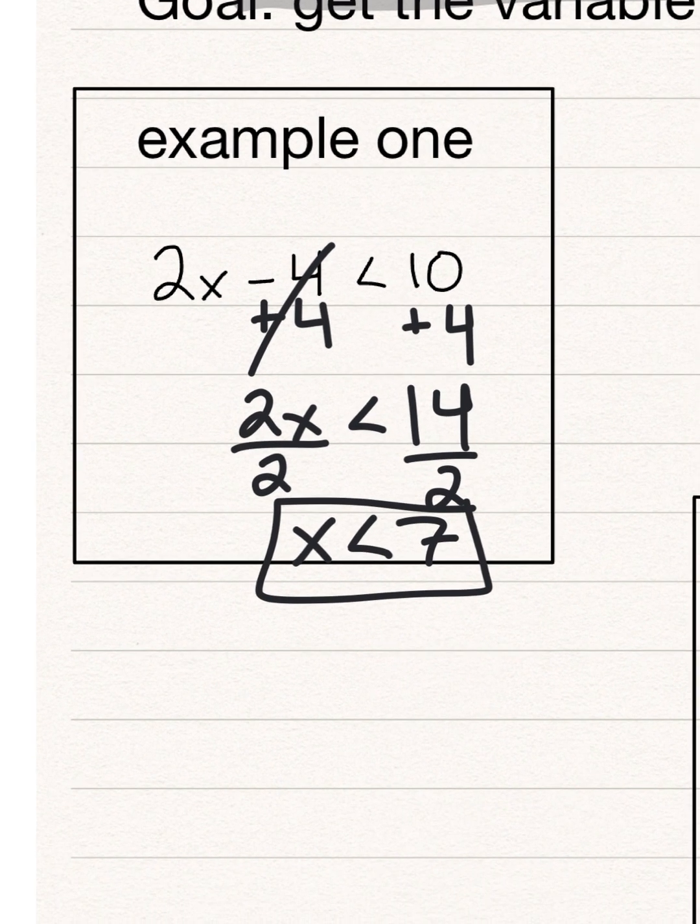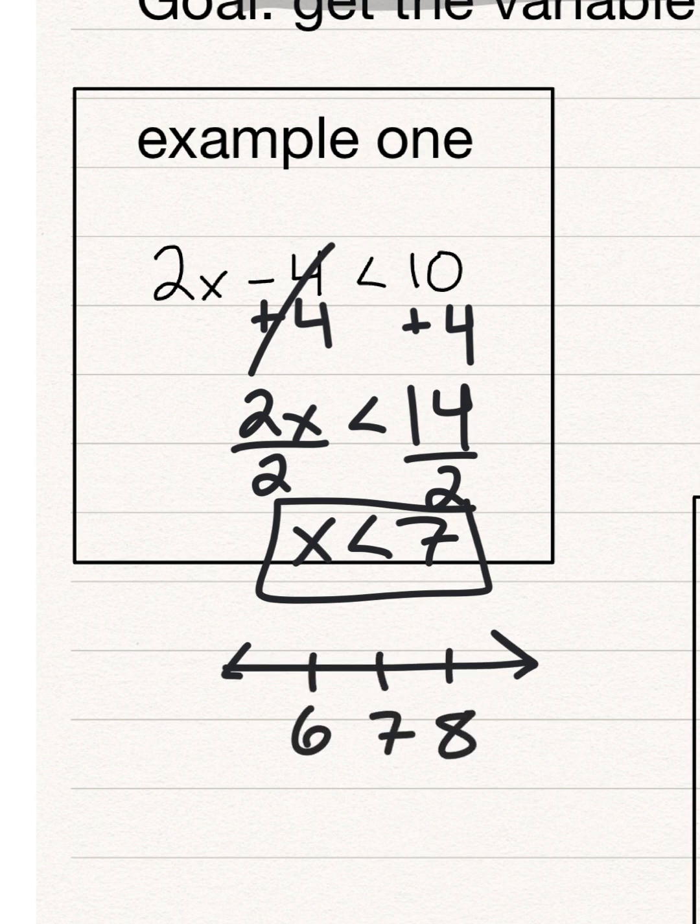Now we're also going to review graphing today, so if I set up a number line, I'm just going to put the numbers next to 7, so I have 6, 7, 8. And then remember, a less than, so not equal to, inequality is going to be an open circle because it does not include 7. And then less than will go to the left, towards the lesser numbers.